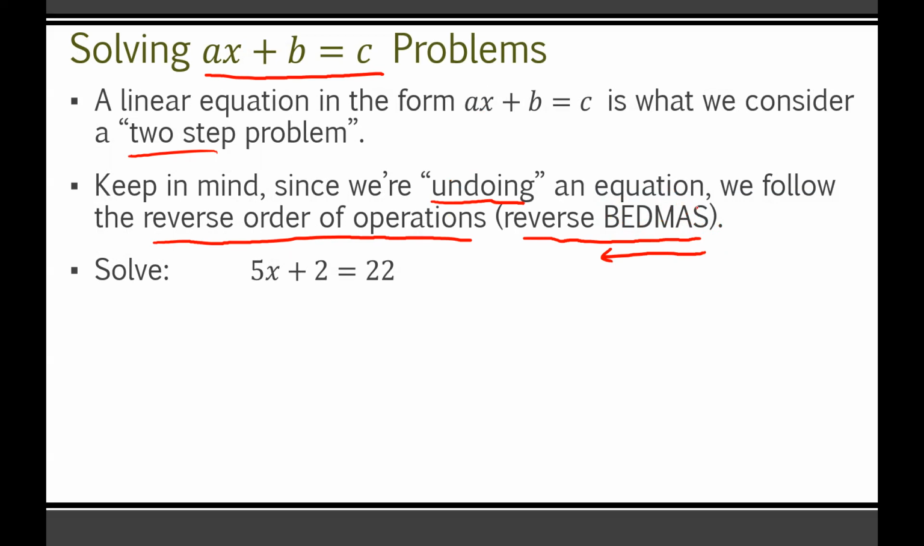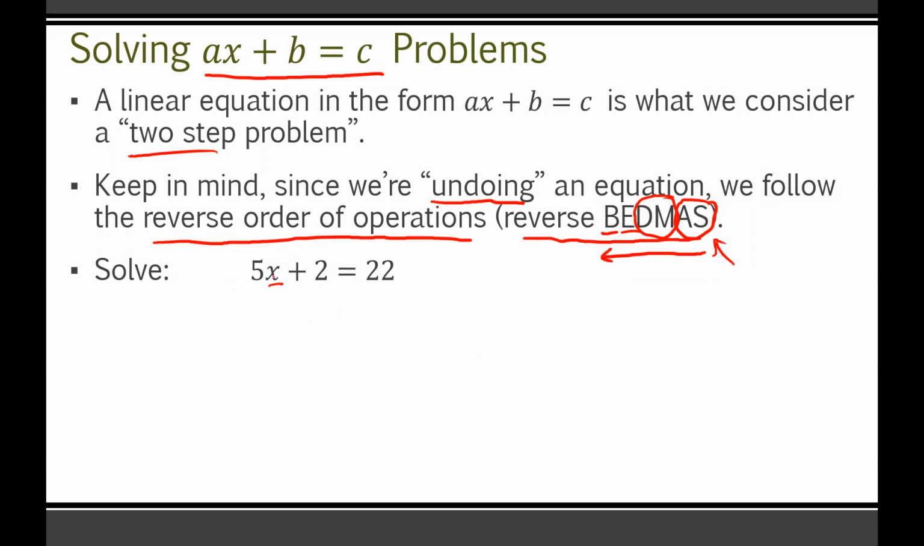So this tells us we need to undo our addition and our subtraction first, then worry about our division and our multiplication, then do our exponents and our brackets last if necessary. So if we're going to start with this equation, 5x plus 2 equals 22, we're trying to undo everything and get x all by itself, so we should use reverse BEDMAS to start picking this apart. Reverse BEDMAS tells us we would need to start with the addition and subtraction.